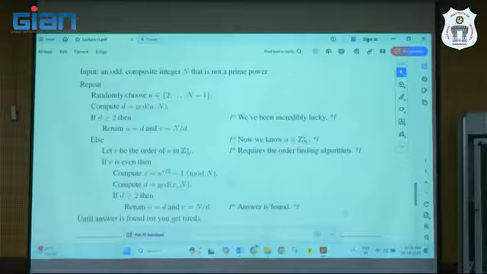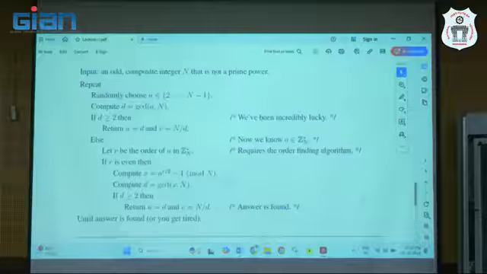Okay. Now we are getting into how to do factoring using order finding. So here we will have to, there is some number theory involved here.